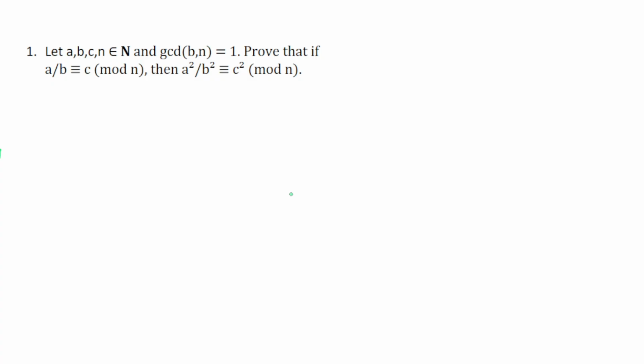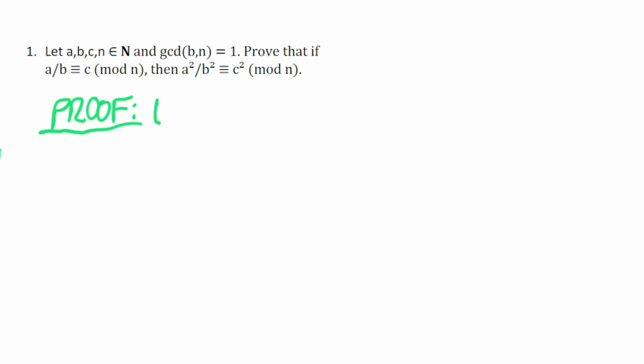The first problem says to let a, b, c, and n be natural numbers and the greatest common divisor of b and n be 1. So we are asked to prove that if a divided by b is logically equivalent to c modulus n, then a squared divided by b squared is logically equivalent to c squared modulus n. Okay, let's write our proof for this.